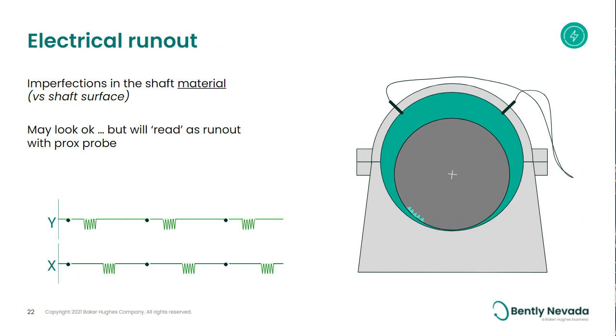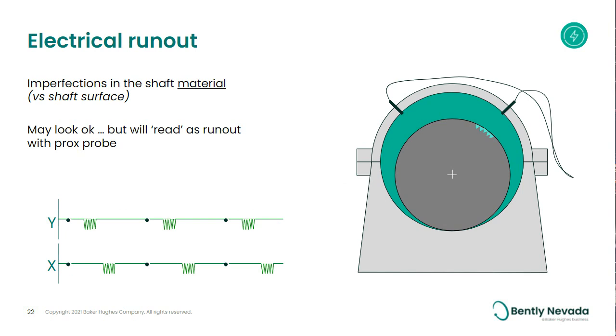And let's take a quick look at electrical runout now. In comparison to what we were looking at before, electrical runout is a result of imperfections in the shaft material, not necessarily the shaft surface. So visually, it may look okay, but the probe itself is going to read it.